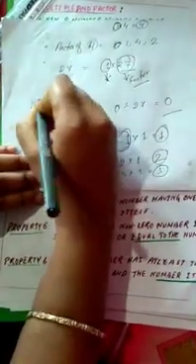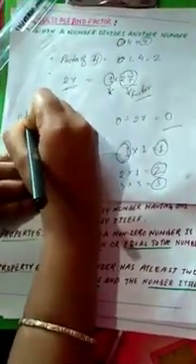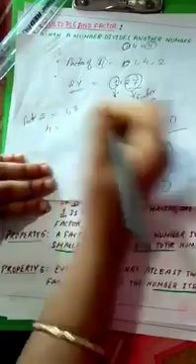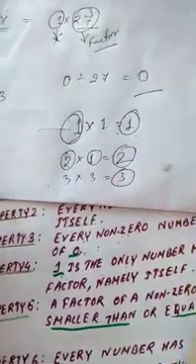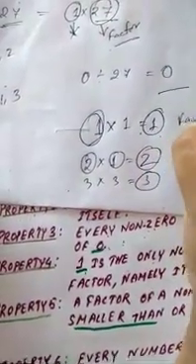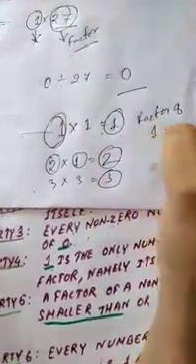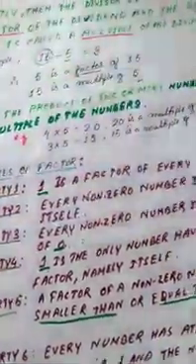See here, the factors of 2 are 1 and 2. The factors of 4 are 1, 2, 4. The factors of 3 are 1 and 3, so at least 2 factors are coming. But only 1 has just one factor. The factor of 1 is only 1. Any other number will have at least 2 factors.